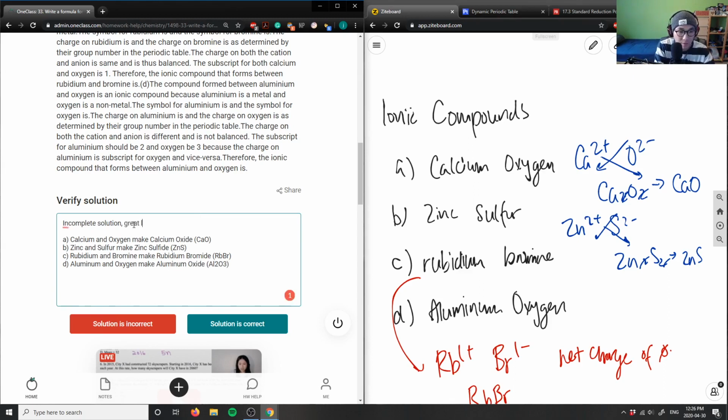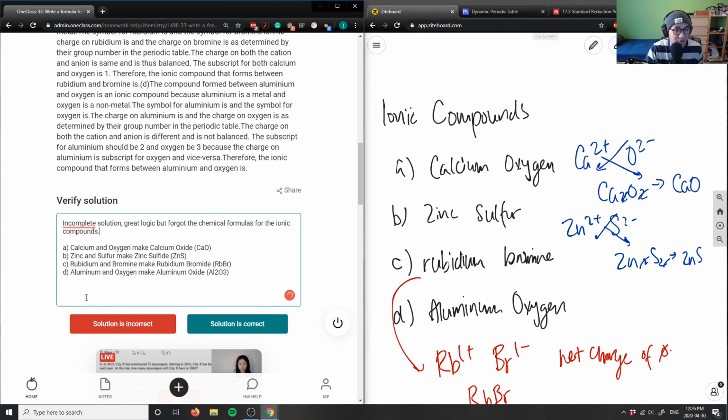There's great logic behind it, but they forgot the chemical formulas for the ionic compounds. So I'm just going to say the solution is incorrect just so they can add this into the system here.